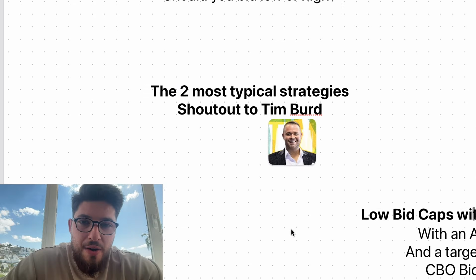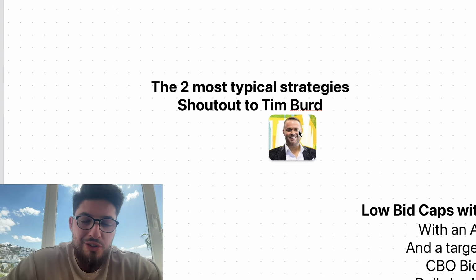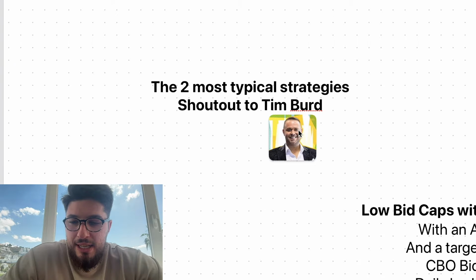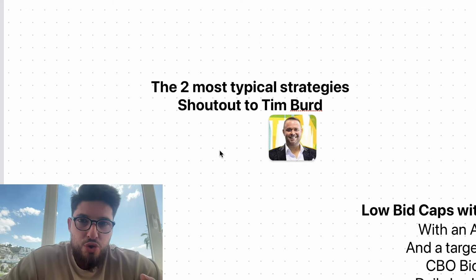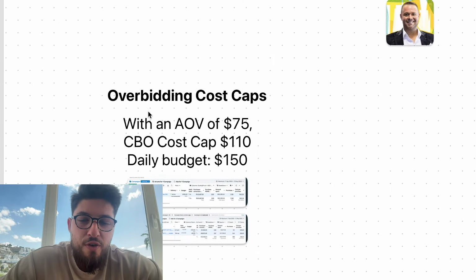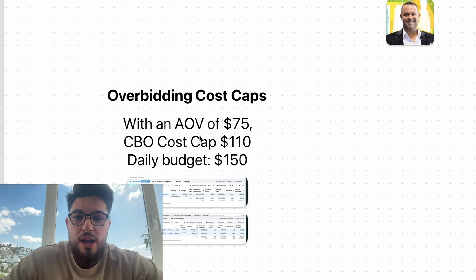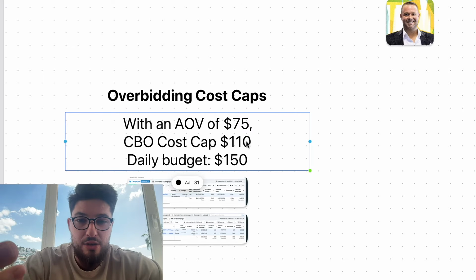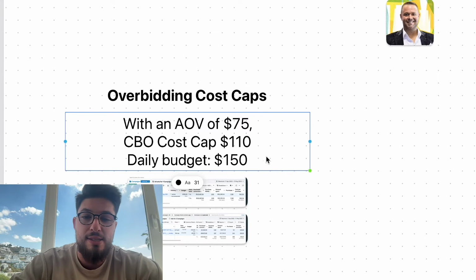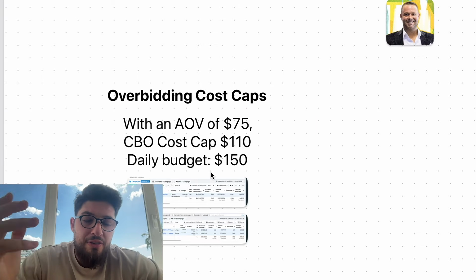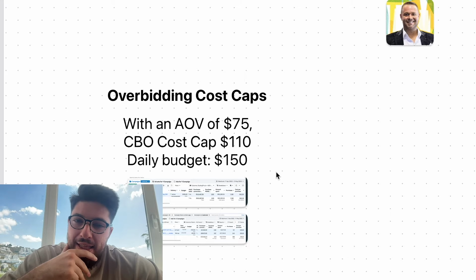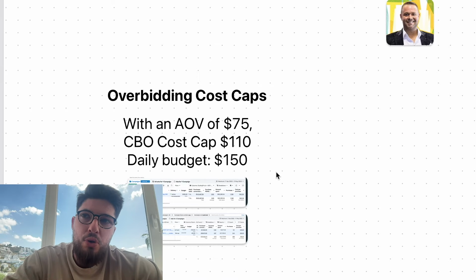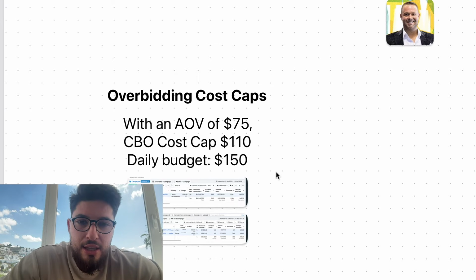First of all, shout out to Tim Bird. He laid the foundation for the 2 main manual bidding strategies on Facebook ads. So the first one is overbidding cost caps. Let's say you've got an AOV of $75 and you put a CBO cost cap with a cost cap of 110. So that's overbidding. You're bidding way more than what you want to pay for a CPA, and a daily budget of $150 to $300. The goal of this is to put the bid so high that you dominate the auction.